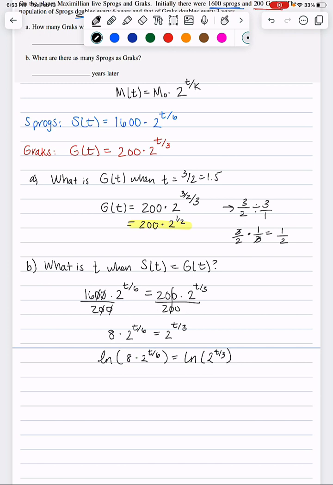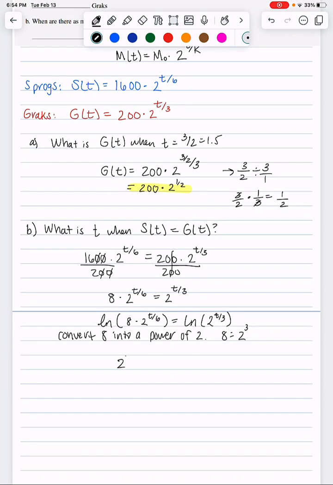And I'm thinking maybe, because I could convert 8 into a power of 2, that way I could combine the 8 and the 2 to the t divided by 6. So we know that 8 is equal to 2 to the third. So really this is going to be 2 to the third times 2 to the t over 6, and so I would add the exponents. So it would be 3 plus t over 6. So now it's the natural log of 2 to the 3 plus t over 6 is equal to the natural log of 2 to the t over 3.